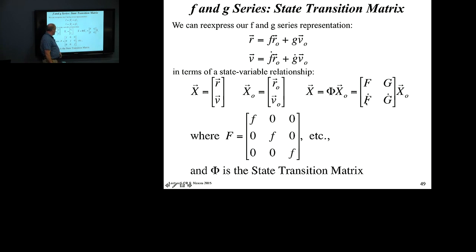That transition matrix, if you break it up into the 4 blocks, each block is just a diagonal matrix that has the f functions on the diagonal, or f dot on the diagonal, or g on the diagonal. We may not get much more into the state transition matrix in this class, but if you take an orbit determination class, it's a common way of succinctly representing the dynamics in an equation like this.